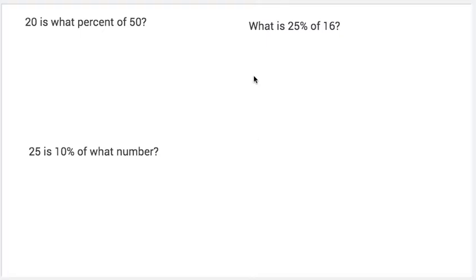Okay, we're going to look at how we can solve any of these types of percent problems using proportions. Now, if we remember, proportions is just a fancy word for equivalent fractions. Anytime you hear the word proportion in math, that means two equivalent fractions. So, for example, 1/2 equals 4/8. Those are equivalent fractions, and therefore 1/2 equals 4/8 is a proportion.